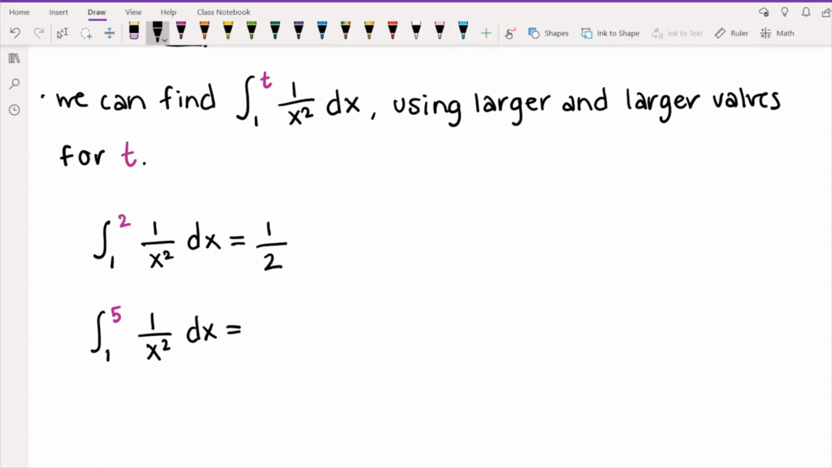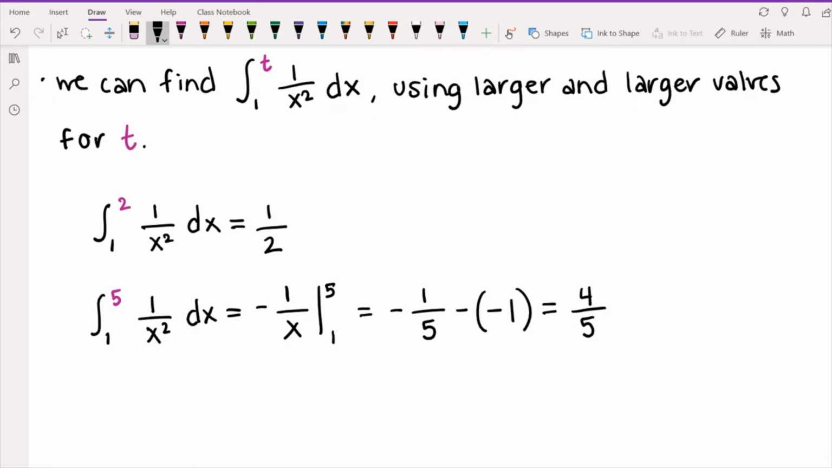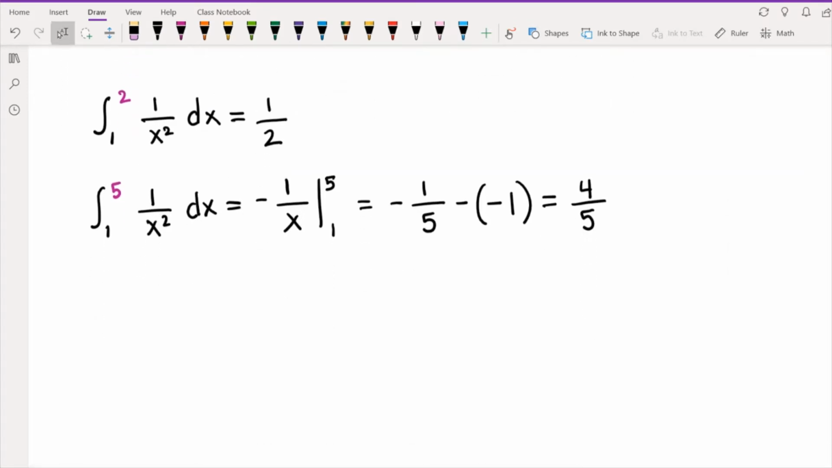In this case, we take again our antiderivative. We have negative 1 over x. We're evaluating it at 5 and at 1. And so we get negative 1/5 minus negative 1. And so that's negative 1/5 plus 1, which is 4 over 5. So we got a larger result, which makes sense, right? 4/5 is bigger than 1/2 because we're looking at the area of a bigger region.